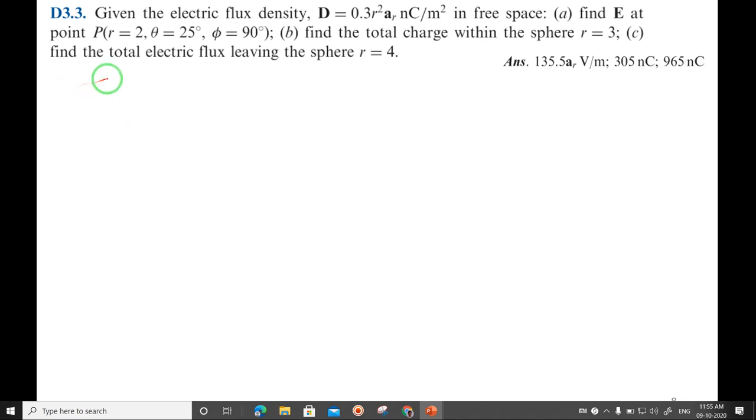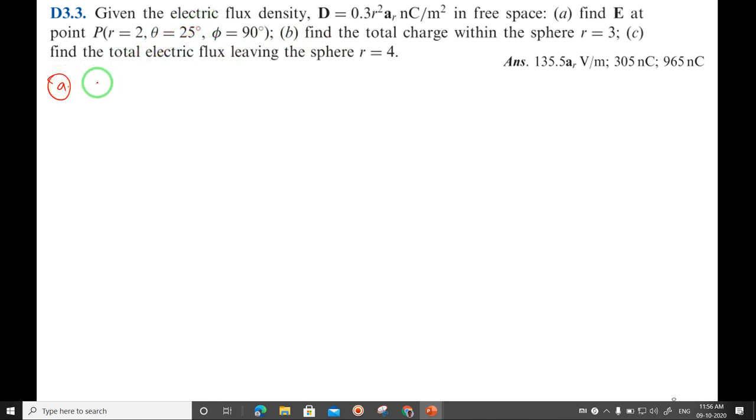Next, we will solve a few numericals based on Gauss's law. Given the electric flux density D is 0.3 r² a_r nanocoulomb per meter squared in free space, and there are three parts in this problem. Part A: find the electric field intensity E at point P with r, θ, φ given as 2, 225 degrees, 90 degrees. First we'll take up one by one. Part A.